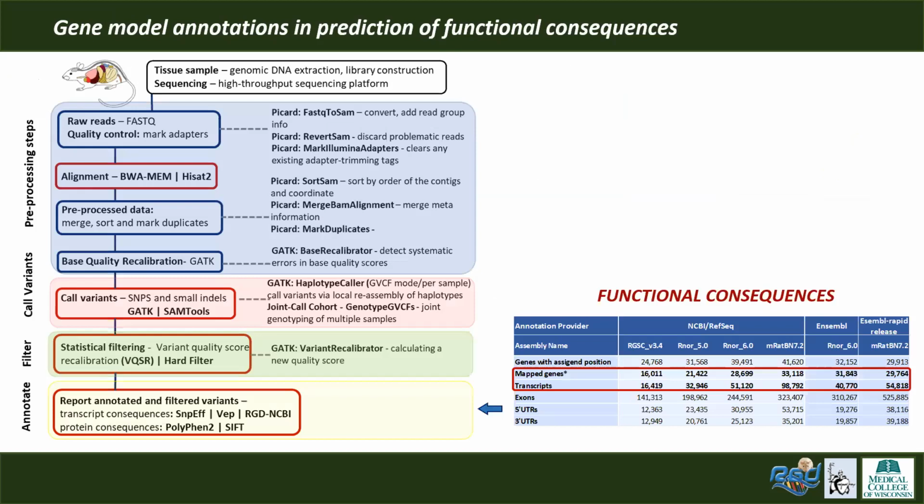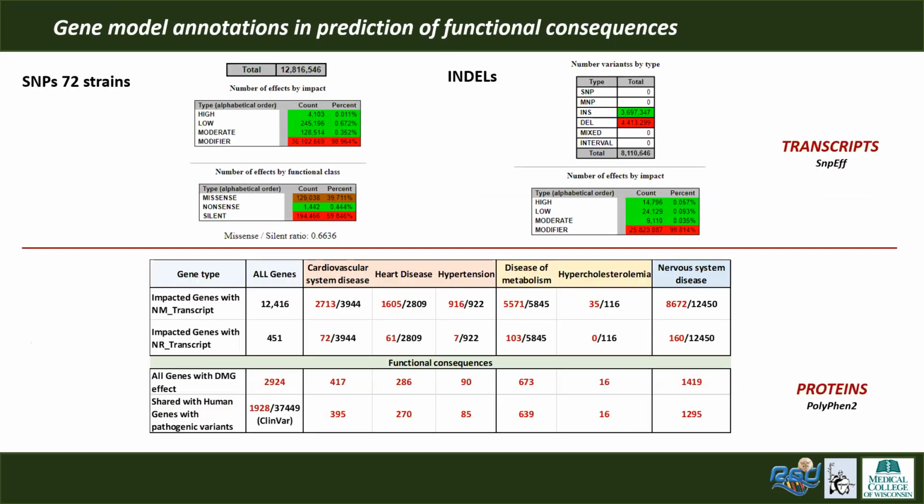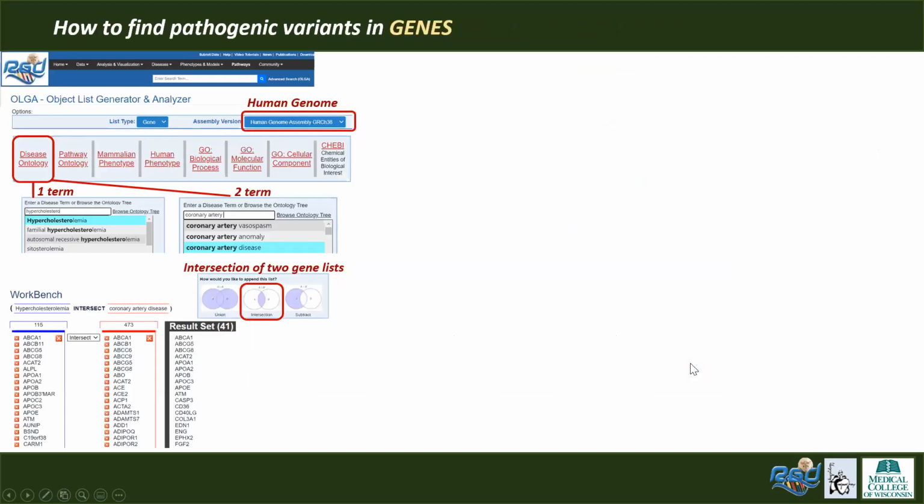Next, we analyzed prediction of variant consequences on the transcript level using 2 gene model annotations from NCBI and Ensembl, as they are different. So here I'm showing SNP effect prediction summary and also damaging score prediction from PolyPhen-2 on the protein level, in number of genes grouped by the RGD OLGA tool for gene list generation. And you can see that it's divided by the ontologies for disease groups. And I summarized it in this table below.